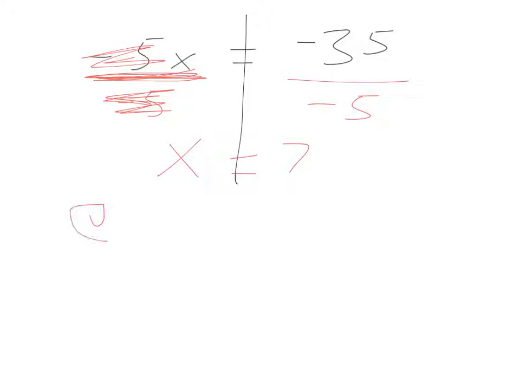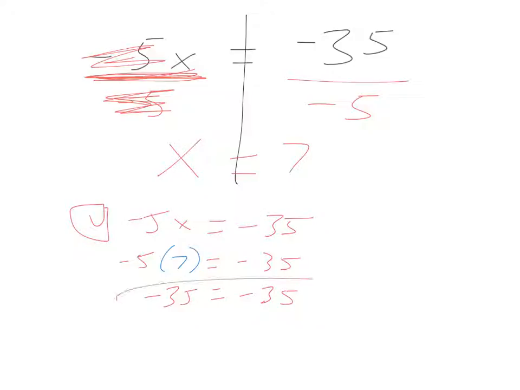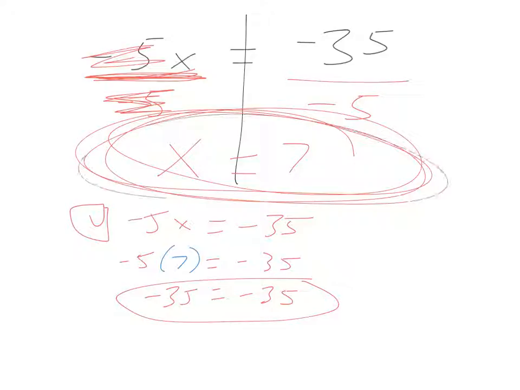We do check this, so we rewrite the problem. You have -5x equals -35. Then you guys go ahead, you plug in your 7. And then what is -5 times 7? Well, that's going to be -35. So, hey, that checked out. They are exactly the same. That means 7 is my correct answer.